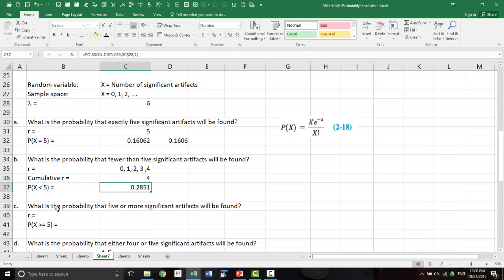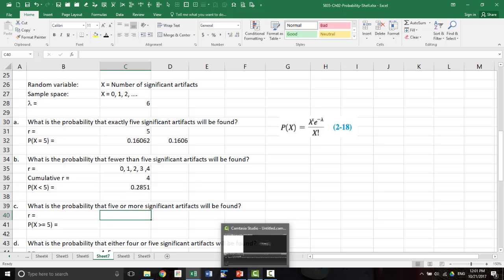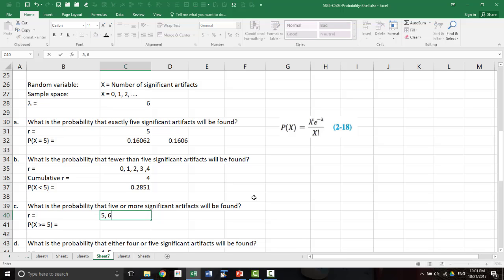The next question is, what is the probability that 5 or more significant artifacts will be found? So here the possible values for r are 5, 6, 7, and on and on. Now we have a problem. We cannot compute the probability of all of these possibilities and add them up. That's infinitely many possibilities.